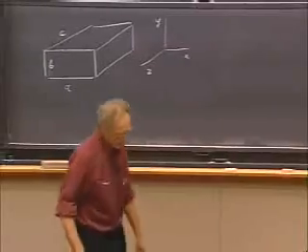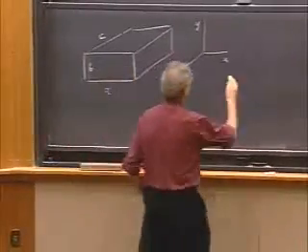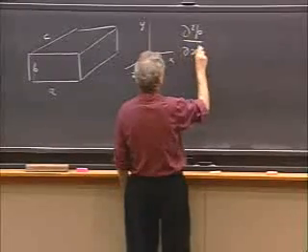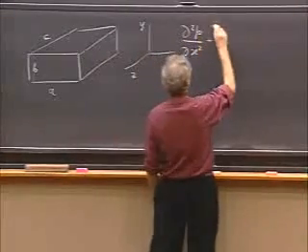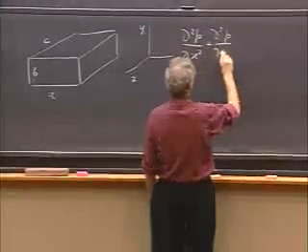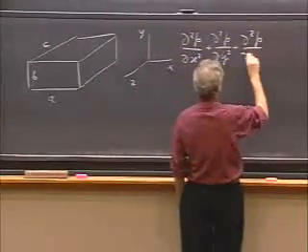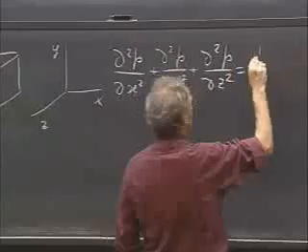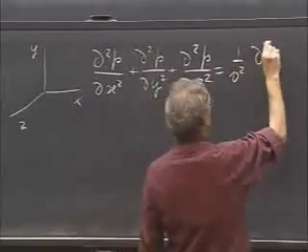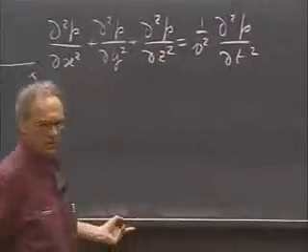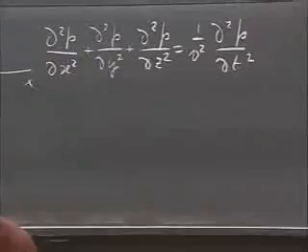So now the three-dimensional wave equation: d2p dx squared, where p is the overpressure, plus d2p dy squared, plus d2p dz squared, equals 1 over v squared times d2p dt squared. That is the three-dimensional wave equation.